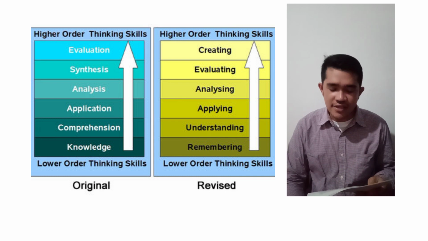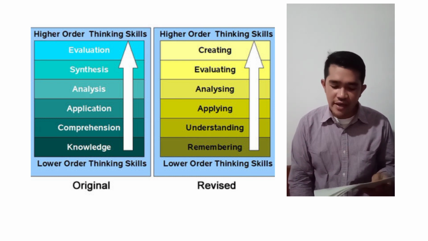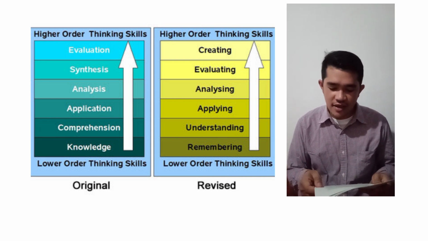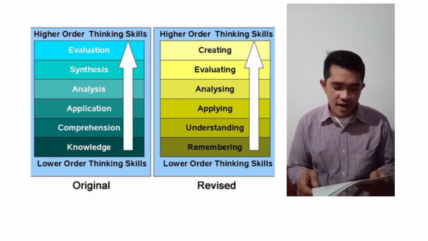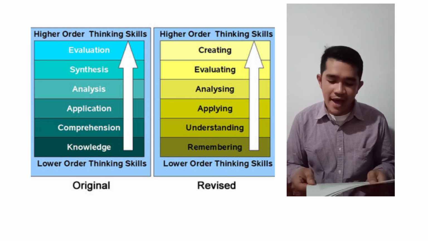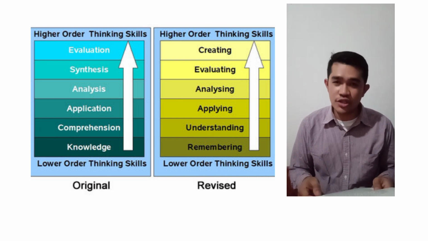KCAASE. K stands for knowledge, C for comprehension, A for application, A for analysis, S for synthesis, and E for evaluation. For Bloom, the highest among the cognitive thinking skills is evaluation.